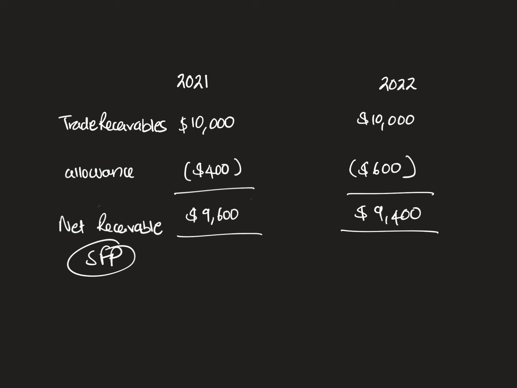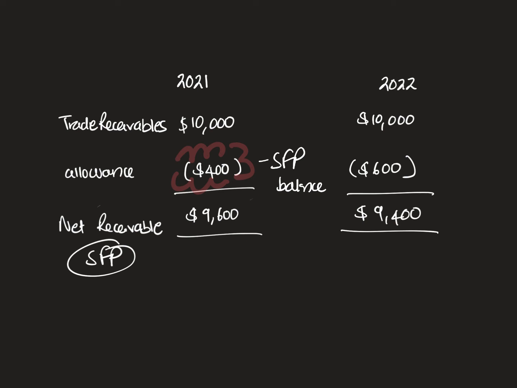Now, if we decide that we want to increase the allowance to $600, we are not going to post the full $600 as an allowance in the current year. The reason being is because the allowance is an SFP balance. It's a statement of financial position balance. And we know that statement of financial position balances get rolled forward and accumulated into the next year. Sort of like your cash balance.